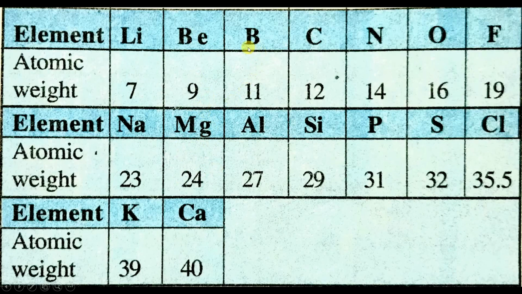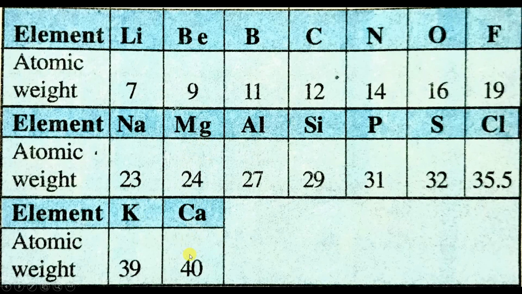So now can I say that boron and aluminium are going to have the same properties, carbon and silicon are going to have the same property, nitrogen and phosphorus both are going to have similar properties, guys, and oxygen and sulfur are going to have similar properties, fluorine and chlorine are going to have similar properties, and here can I say that sodium and potassium are going to have the same properties, whereas magnesium and calcium are going to have the same properties.